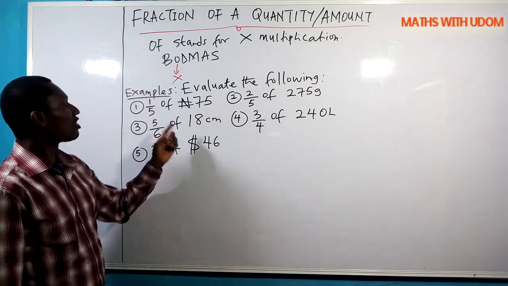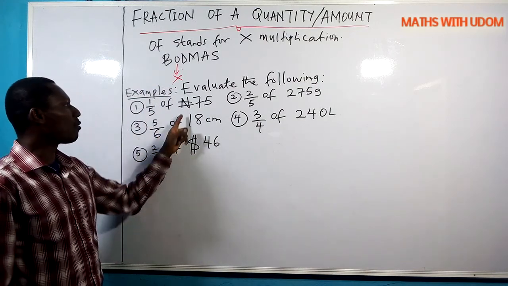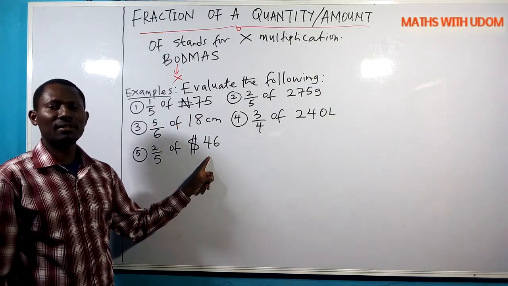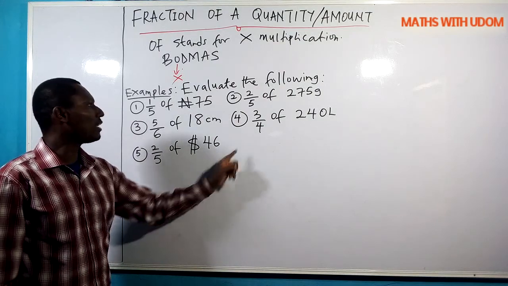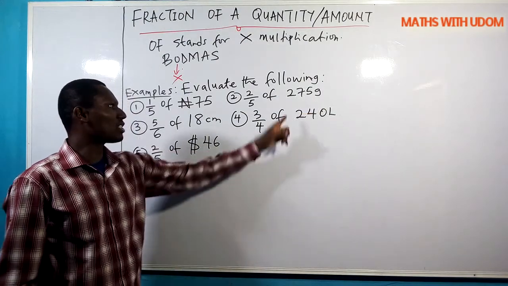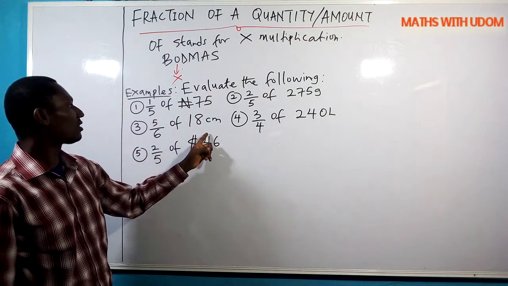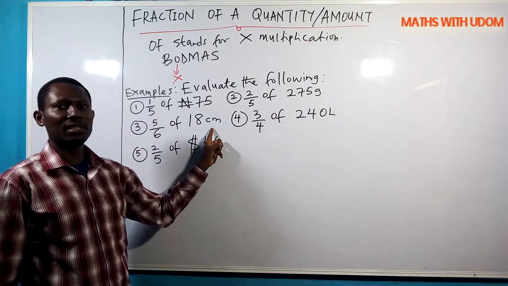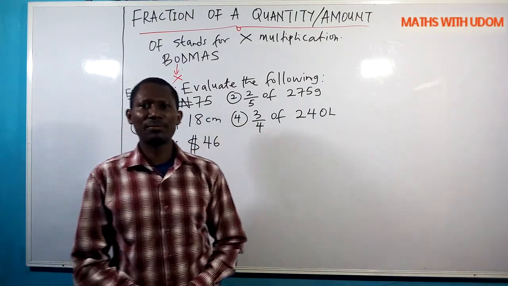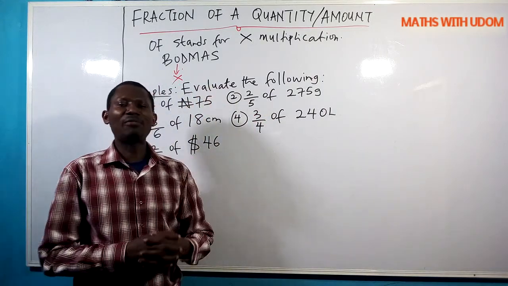Now, what do you notice again? Some of these are quantities, while some of them are amounts. The first example, we have 75 naira. That's an amount. While the last example, we have $46. That is another amount. While the others are quantities. We have gram in number 2, that is 275 gram. The gram is the quantity. Centimeter in example 3 is a quantity, while liter in example 4 is also a quantity.